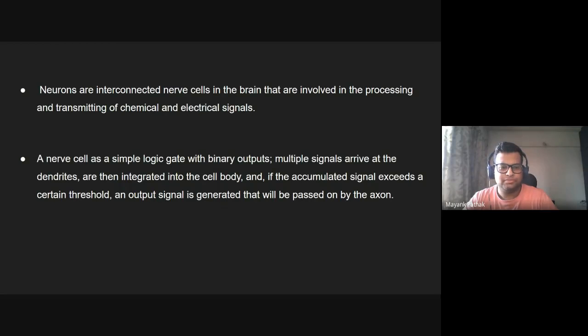Now, as I said, all these electrical signals are how our brain processes signals, and a nerve cell, if we realize it, is just a simple logic gate with signals coming in as input and being accumulated, and then after certain computing and applying a threshold, the output is passed on to the next cell.